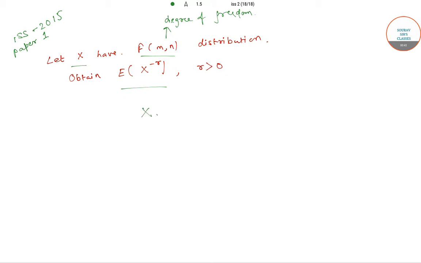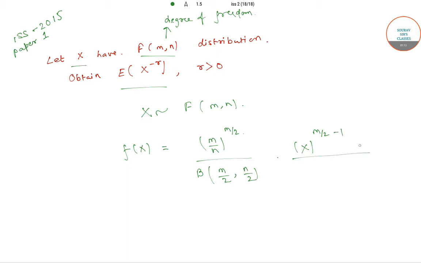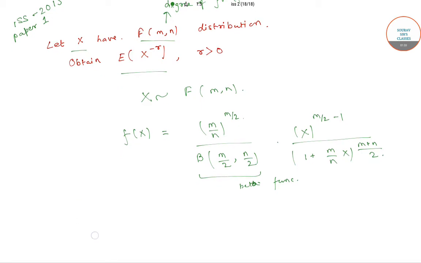Now since x follows F distribution with parameters m and n, this implies f(x) would be equal to (m/n) raised to the power m/2 divided by B(m/2, n/2) into x raised to the power m/2 minus 1 divided by (1 + (m/n)x) raised to the power (m+n)/2, where this is a beta function. Now we have our f(x) equal to this.